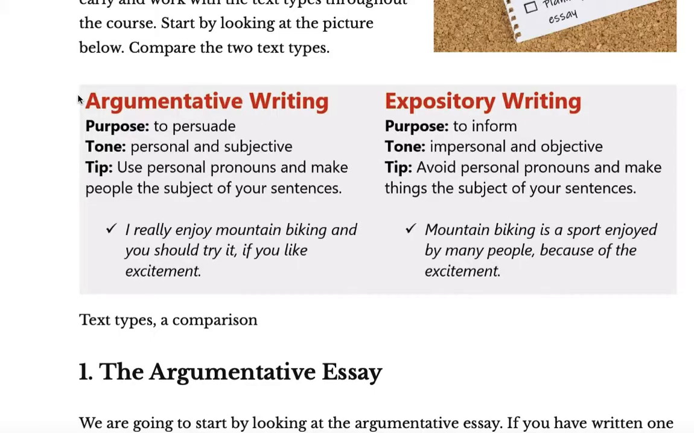The purpose here is to persuade, meaning that you're trying to make the reader agree with you and with your opinion on a topic. The tone is somewhat formal, but personal and subjective. And a writing tip, and by that I mean how you technically construct your sentences and the words that you choose. The tip is to use personal pronouns and make people a subject of your sentences.